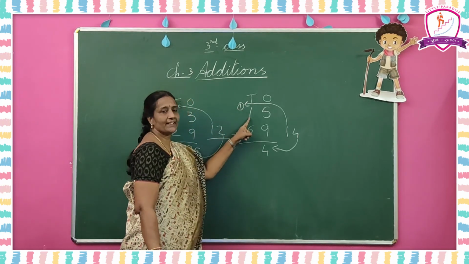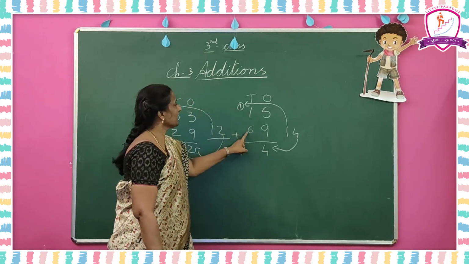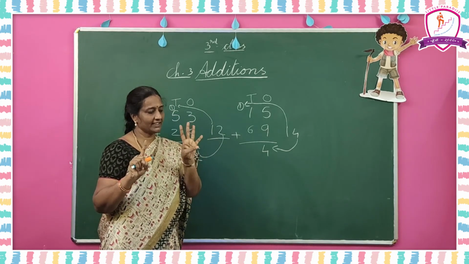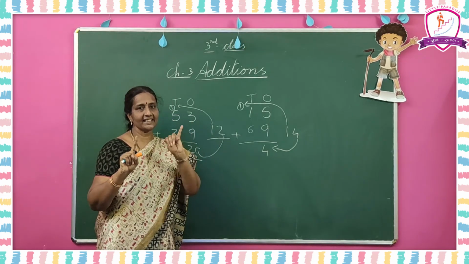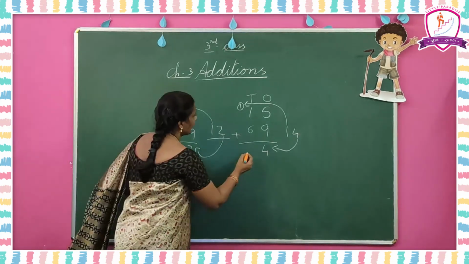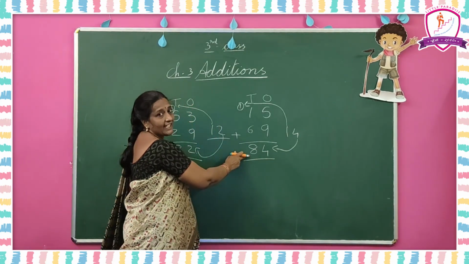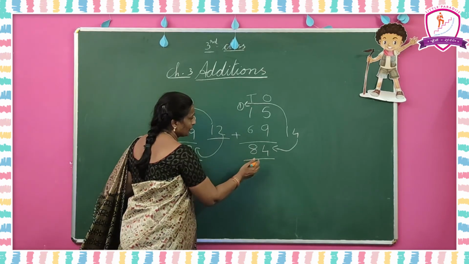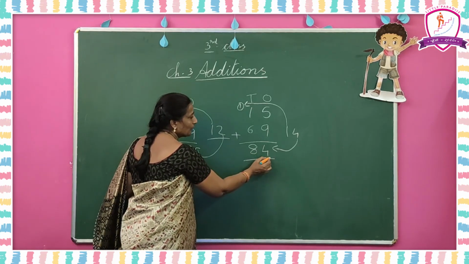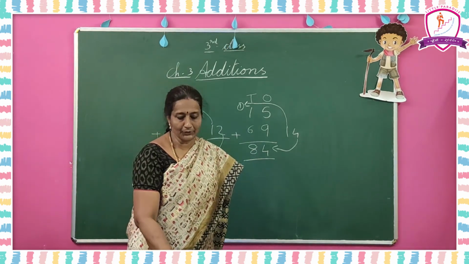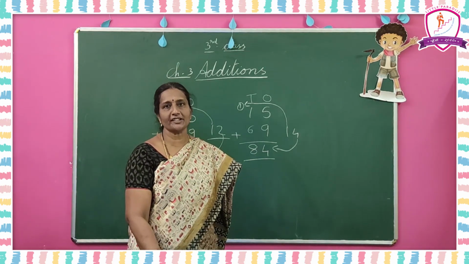So 1 plus 1, 2 plus 6. Take 6 fingers. 2 after 3, 4, 5, 6, 7, 8. Write 8 in tens place. Our answer is 84. In 84, 8 tens are there, 4 ones are there. Okay? Like this, do the remaining 2 sums in your course book.